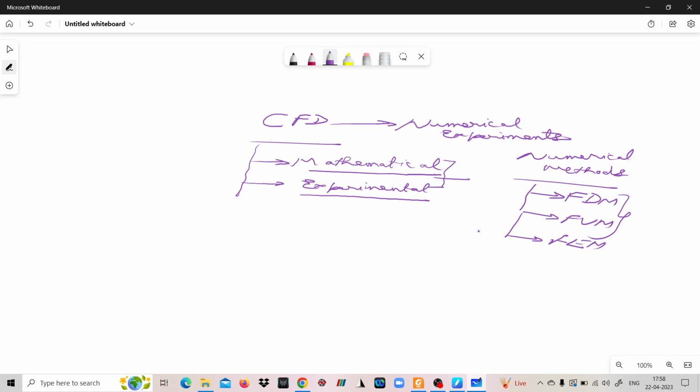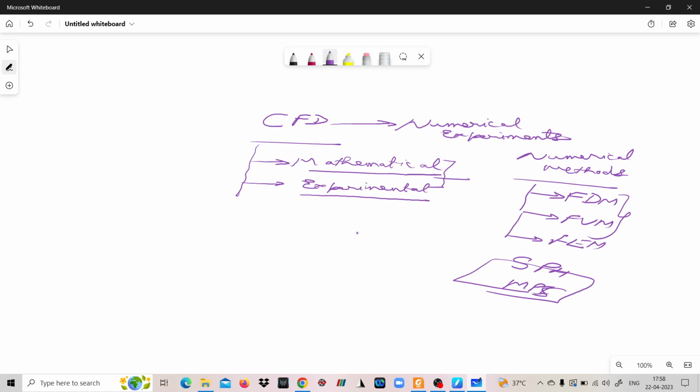Apart from these, there are a lot more methods. For example, spectral element method, boundary element method. Then we have some meshless techniques like SPH, which is smooth particle hydrodynamics. Then moving particle semi-implicit method, MPS. So like this, there are different methods which are available.